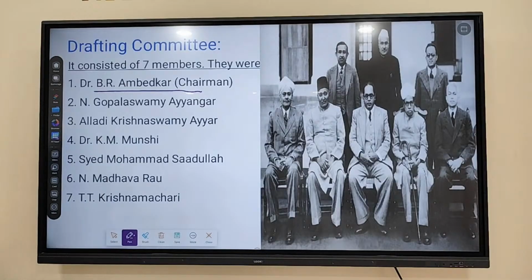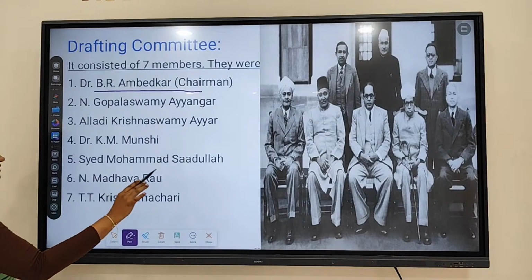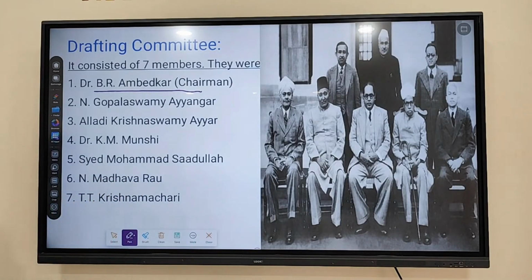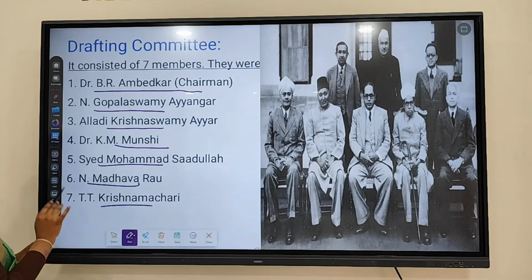Gopalaswamy Iyengar. Okay. Next, K. M. Munshi, Syed Mohammad Saadullah, N. Madhava Rao, T.T. Krishnamachari. How to remember this? Just give some work for your brain. Are you seeing the rhyming words? Gopalaswamy, Krishnaswami. Okay. Munshi, Mohammed. Okay. Madhava, Krishna. All the names of Lord Krishna itself. See, Gopala, Krishna, Madhava, Krishnamachari. Understood? In the options, if you get these names, just pick up those names.